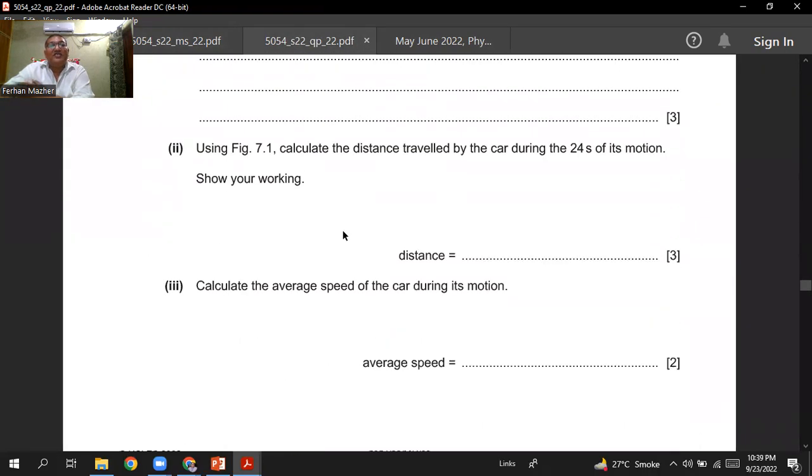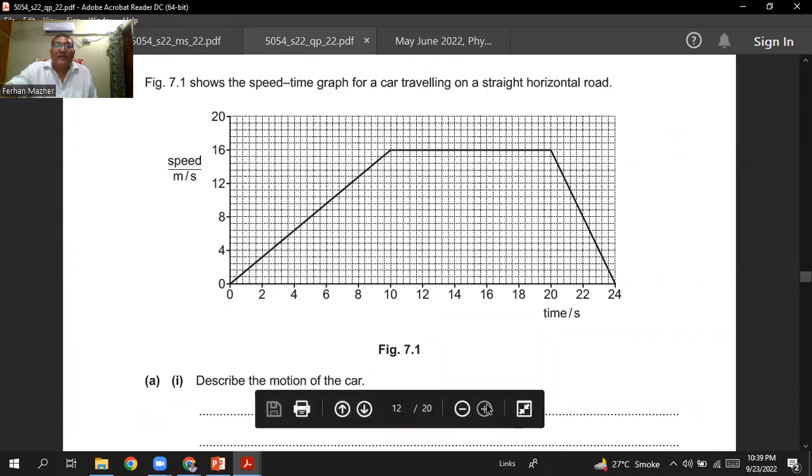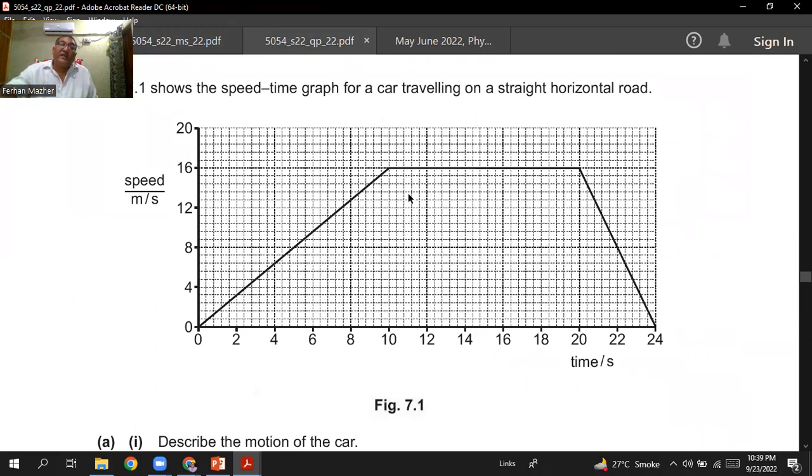Okay. Now he says, using figure 7.1, calculate the distance traveled by the car during the 24 seconds of its motion. Show your working. You know the distance traveled we can calculate from the speed time graph. Very simple. You have to find the area under the speed time graph. This is a trapezium, and if you have studied mathematics, the area of a trapezium is 1/2 into height into the sum of parallel sides. So the height of this trapezium will be 16.